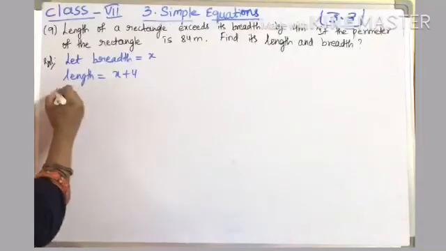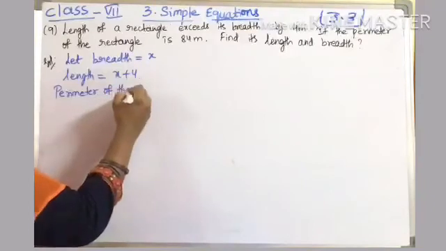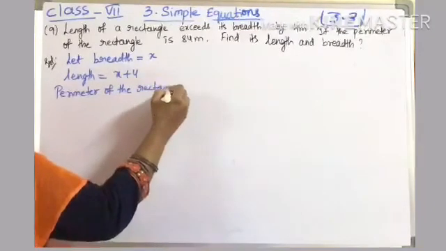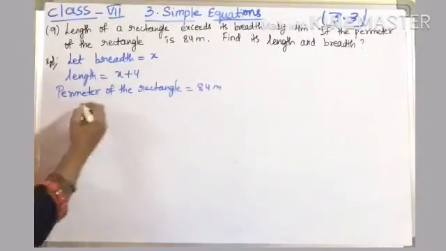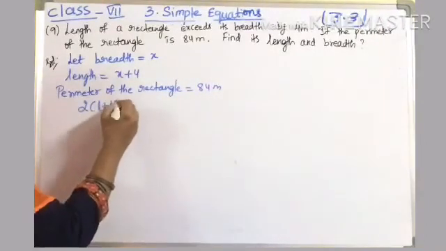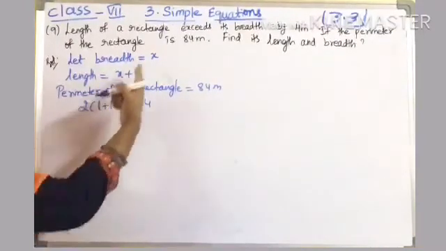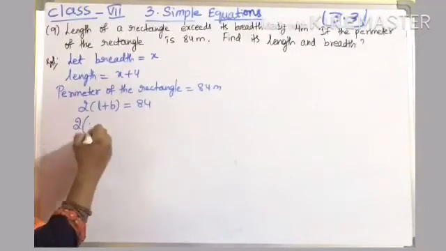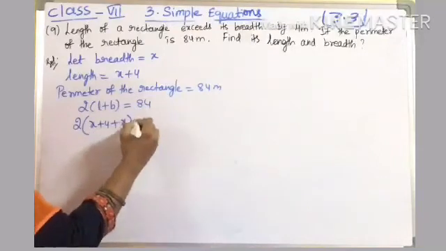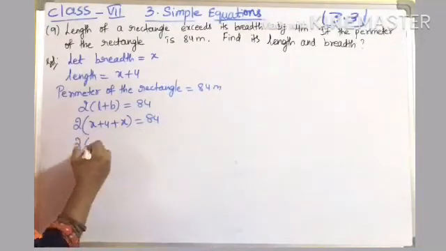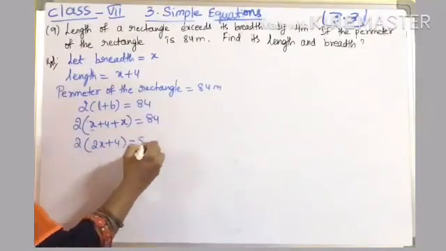Next, what is given in the question? Perimeter of the rectangle. How much did they give? 84 meters. So what is the perimeter of a rectangle formula? 2 into L plus B equal to 84. Now substitute length as x plus 4 and breadth as x in this formula. So 2 into, in place of length you write x plus 4, in place of breadth you write x, equal to 84. So 2 into x plus x, how much? 2x plus 4 equal to 84.